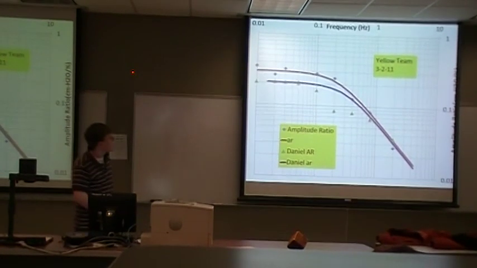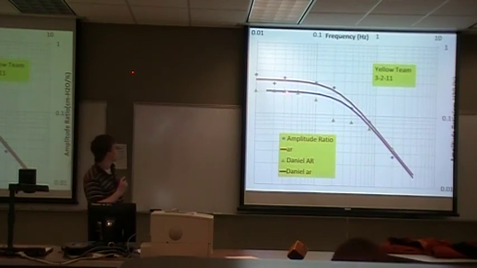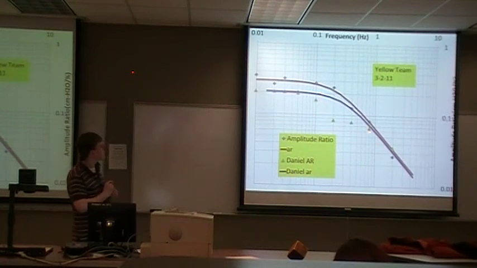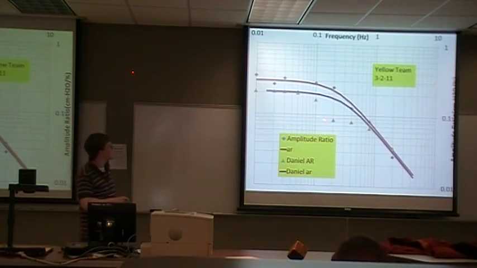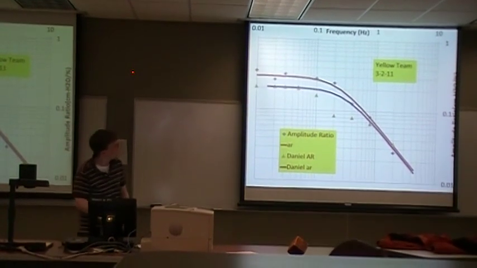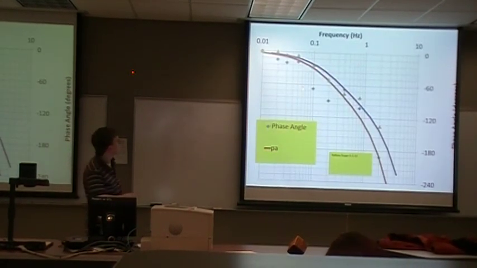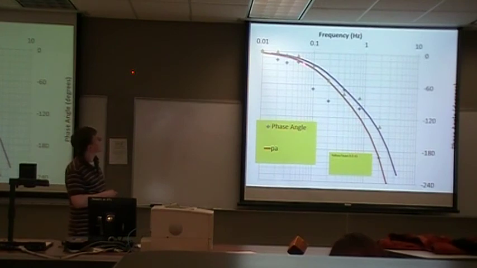Here is Daniel's and mine together. The red and blue are mine, and the purple and green are his. This is very strange right here. It's green dots. I'm not really sure why that happened. There might have been some uncertainty with Daniel's numbers while he was doing his amplitude ratios and phase angle. That's for the amplitude ratio versus frequency. This one's for phase angle versus frequency, same thing.